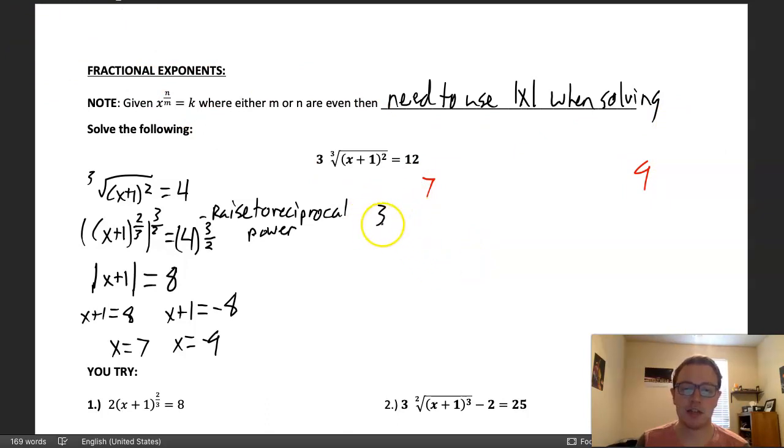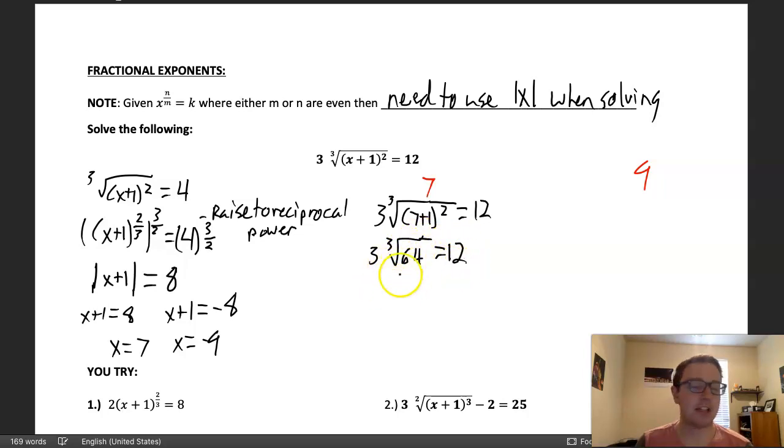When we do, we get 3 times the cubed root of (7 + 1) squared is equal to 12. Or 3 times the cubed root of 8 squared, 64, is equal to 12. Now what value cubed gets us to 64? Well, 4 cubed is 4 times 4 is 16, times 4 gives us 64. So 3 times 4 does equal 12. That means 7 is a solution.